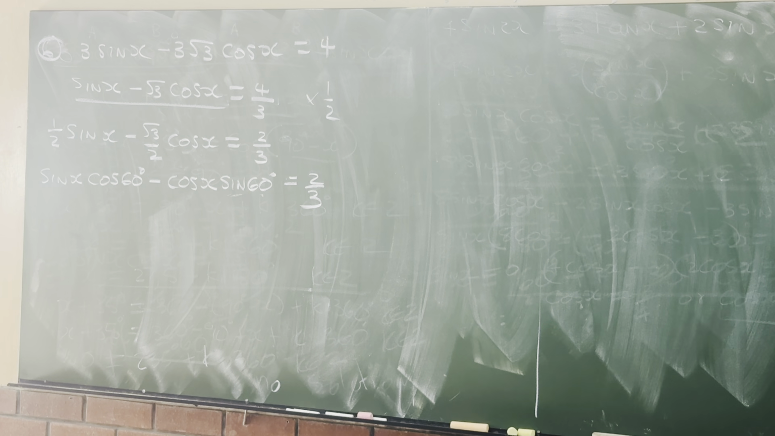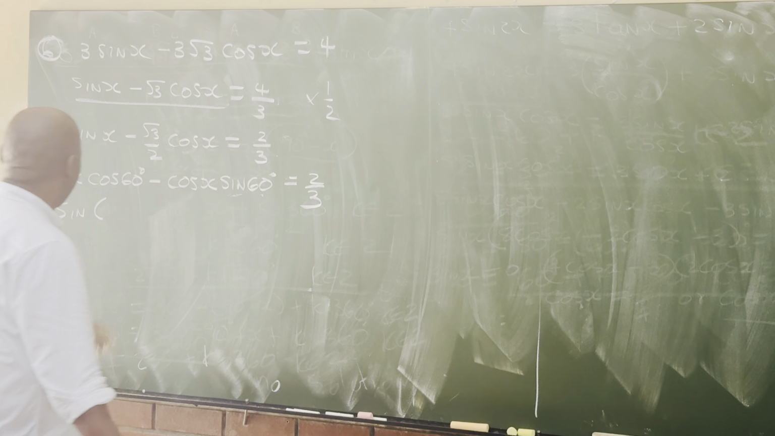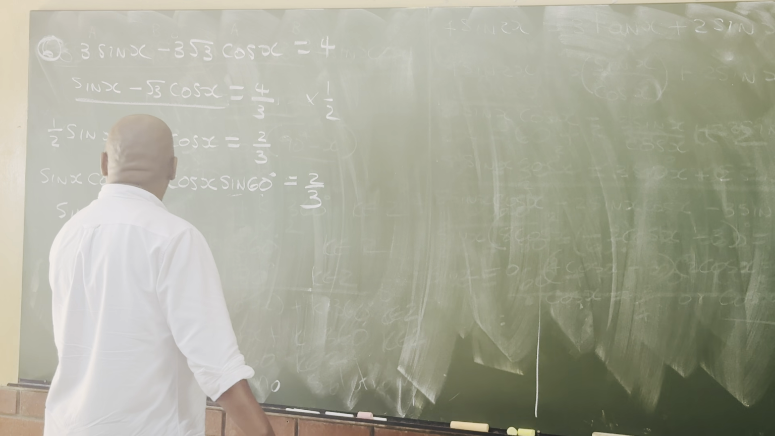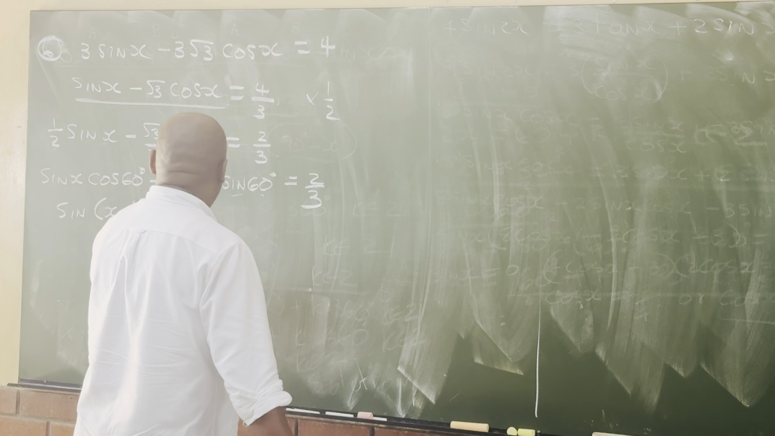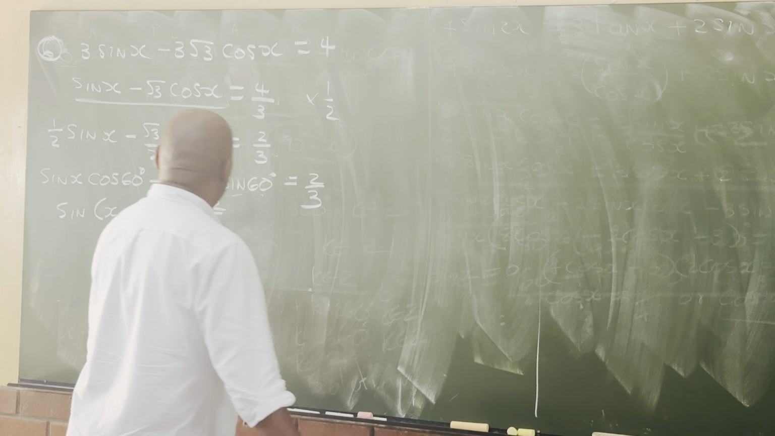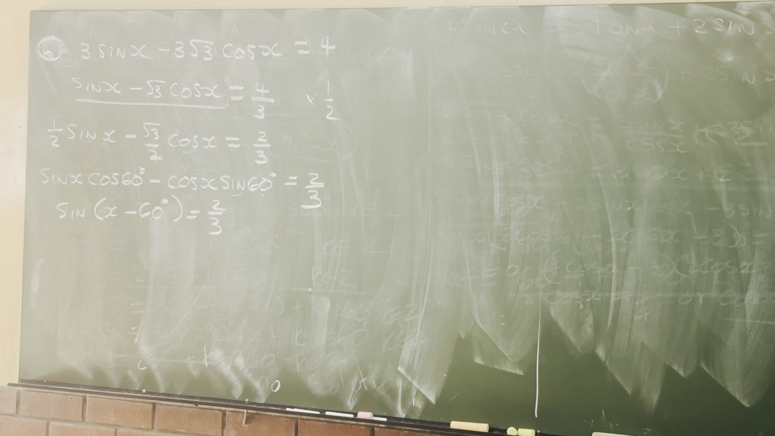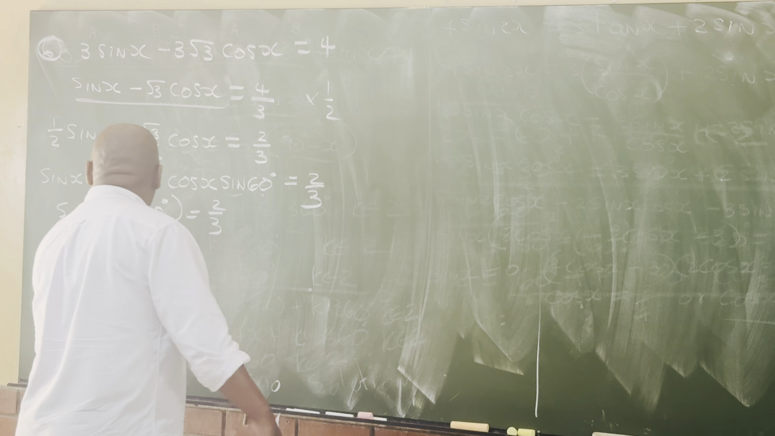And then from here, we collapse. So this is sine into x minus 60 is equals to 2 over 3. And then from here, reference angle. What is the reference angle?